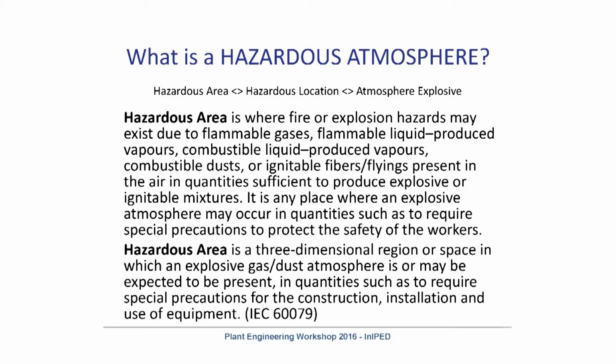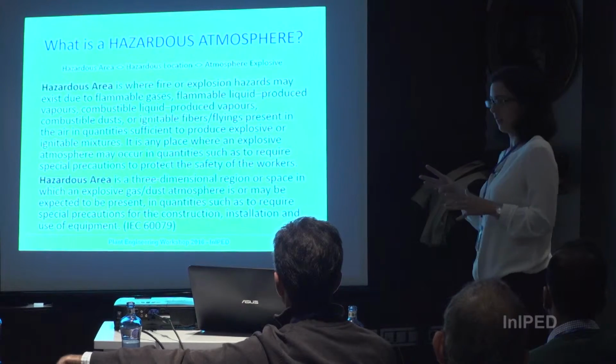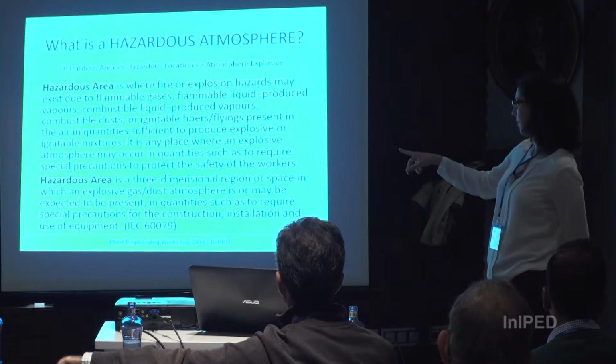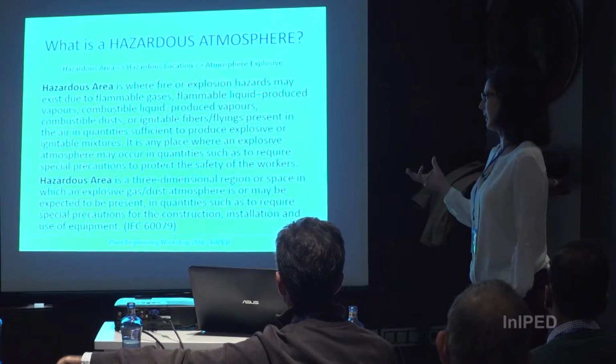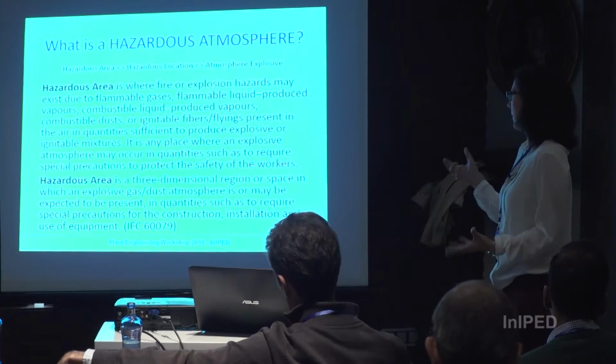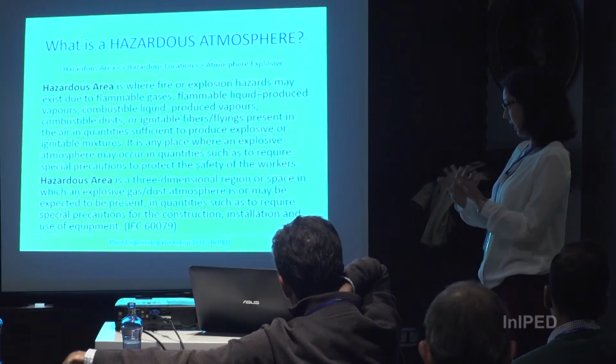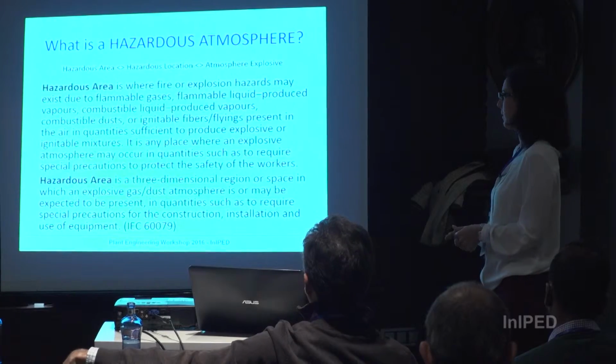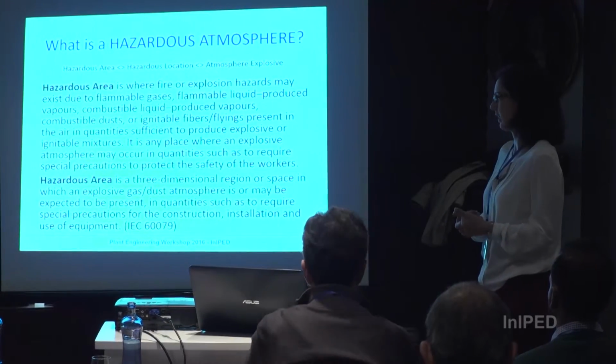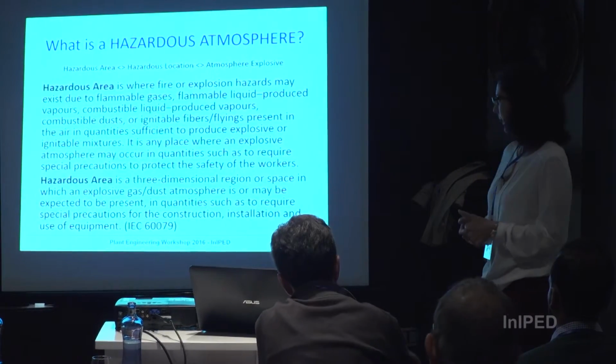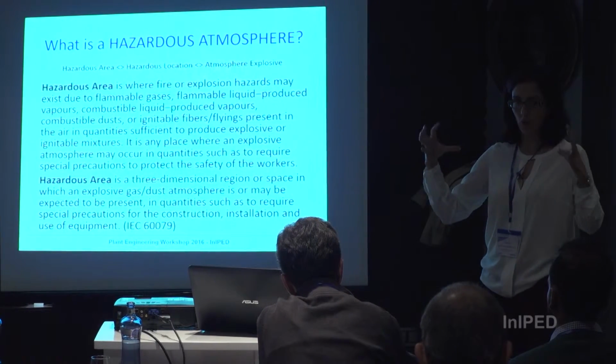So the International Electrotechnical Commission standard 60079 defines a hazardous area as a three-dimensional region or space in which an explosive gas atmosphere is or may be expected to be present in quantities such as to require special precautions for the construction, installation, and use of equipment. So this translates to the whole life of the plant.